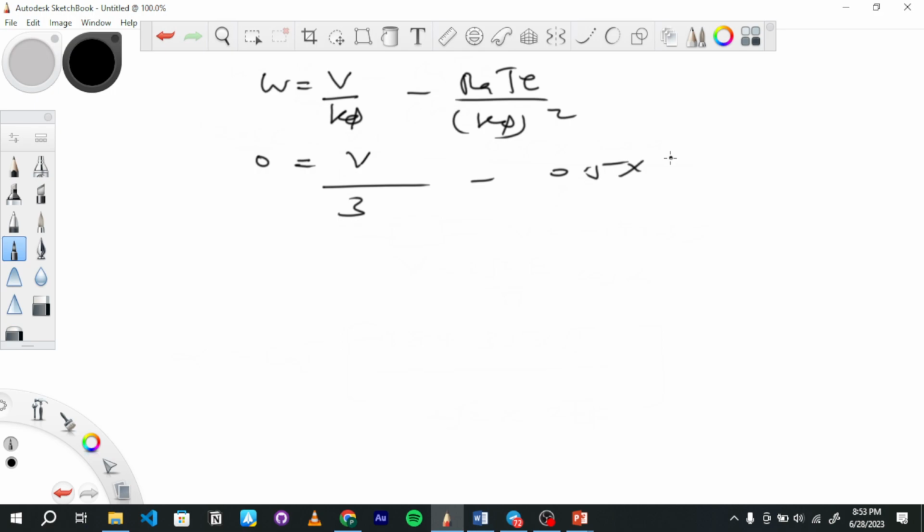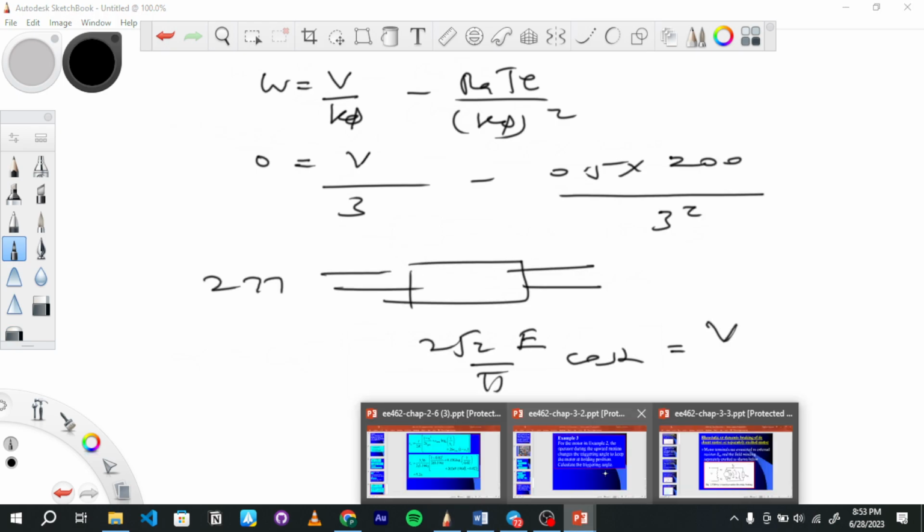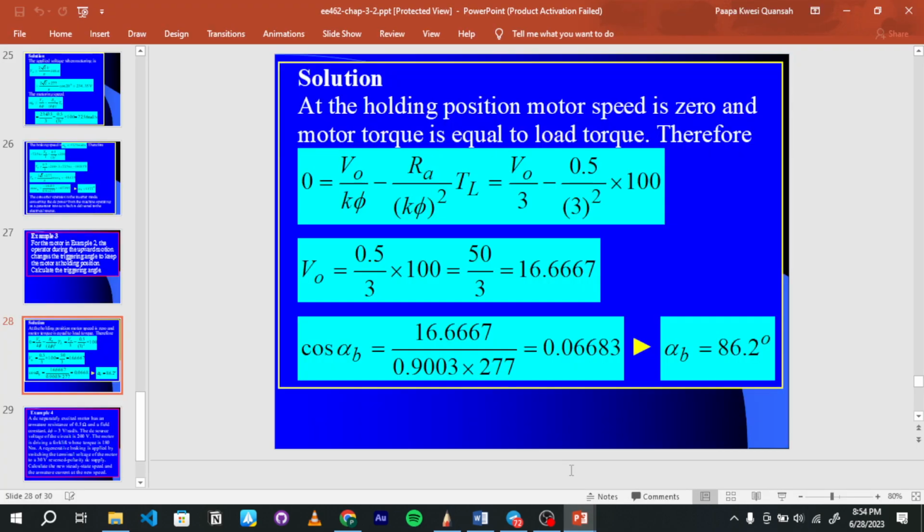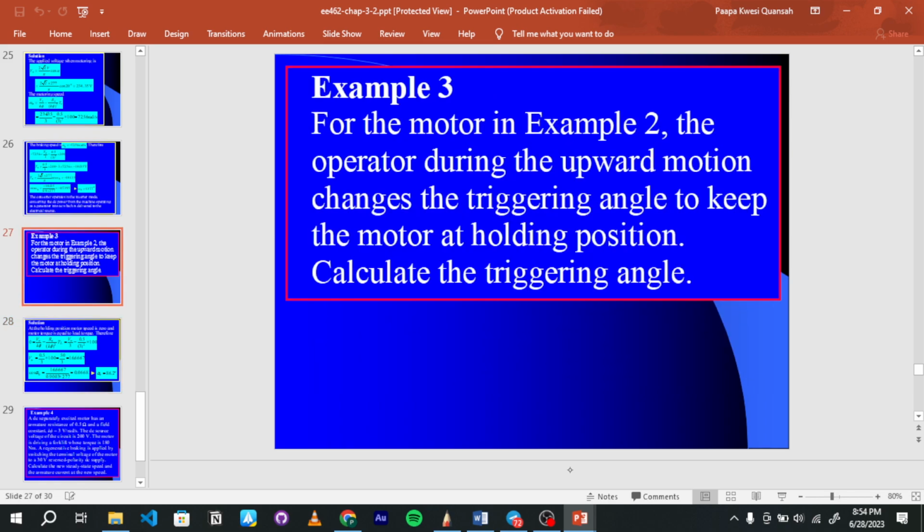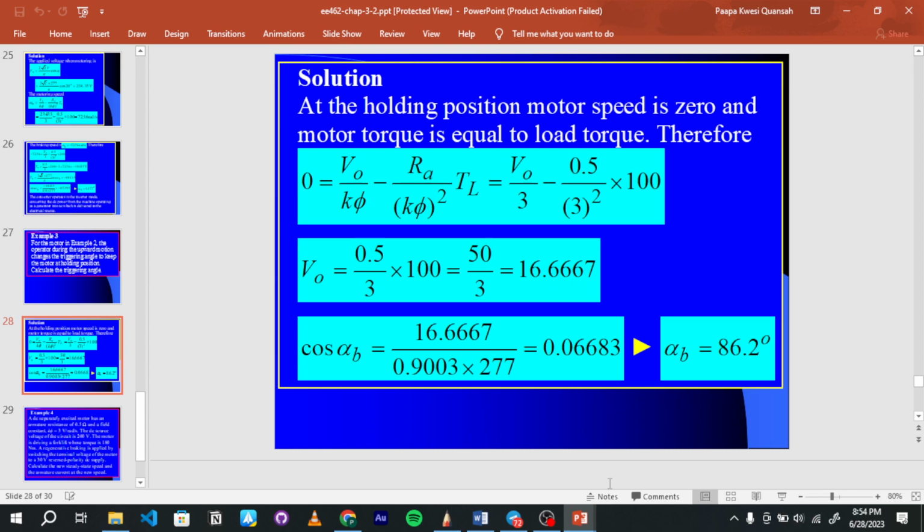You know E here to be 277. The V you find will be here. Then put it in the formula: 2√2 E over pi cos alpha is equal to V, and find your alpha, just like we saw right now. Okay, during the upward motion, the operator changes the triggering angle. During the upward motion, you use the 100, because for the upward motion the torque was 100. So you use the 100 at that point. Does it make sense? That's how you go about it.